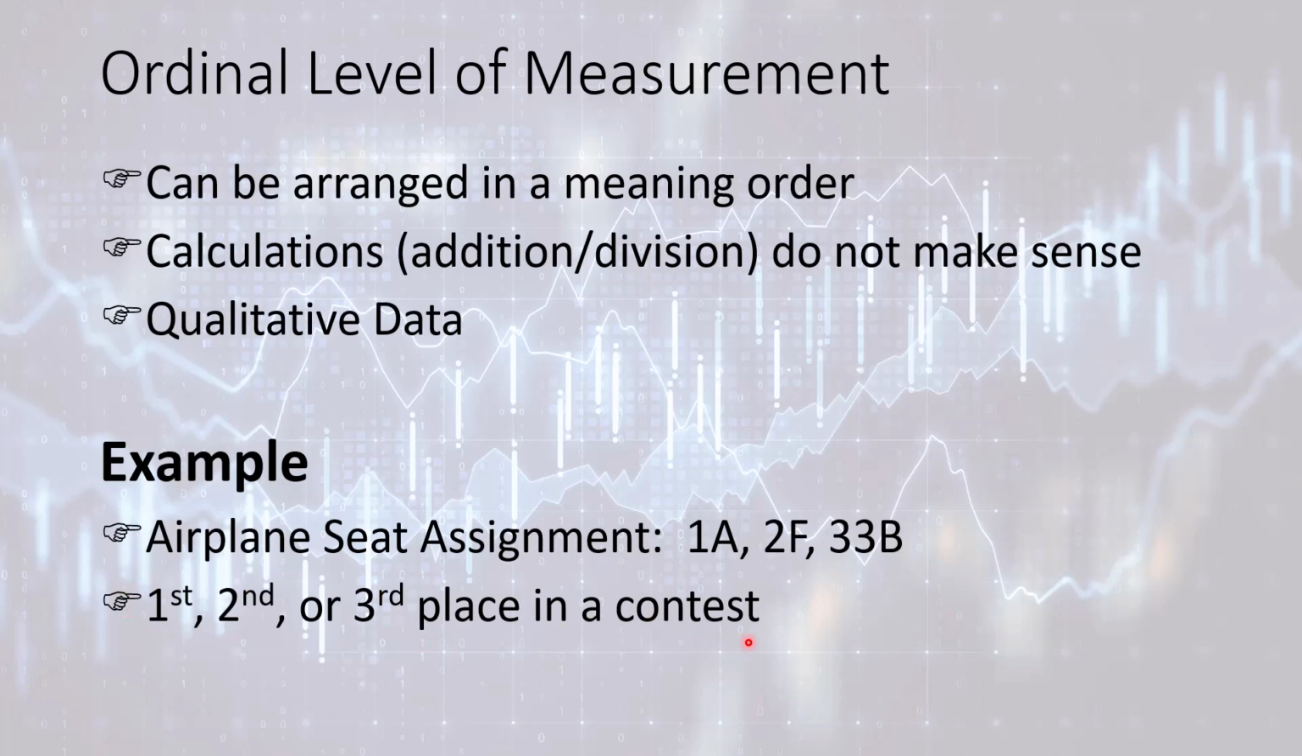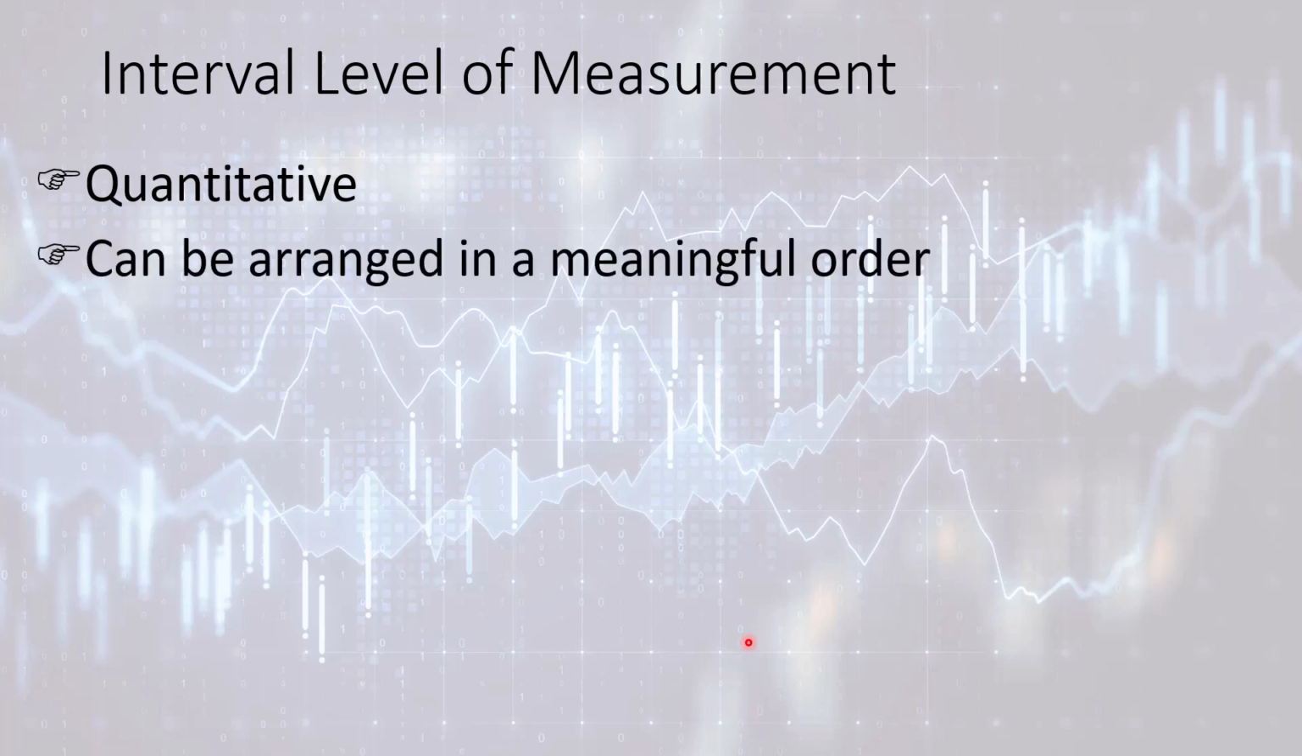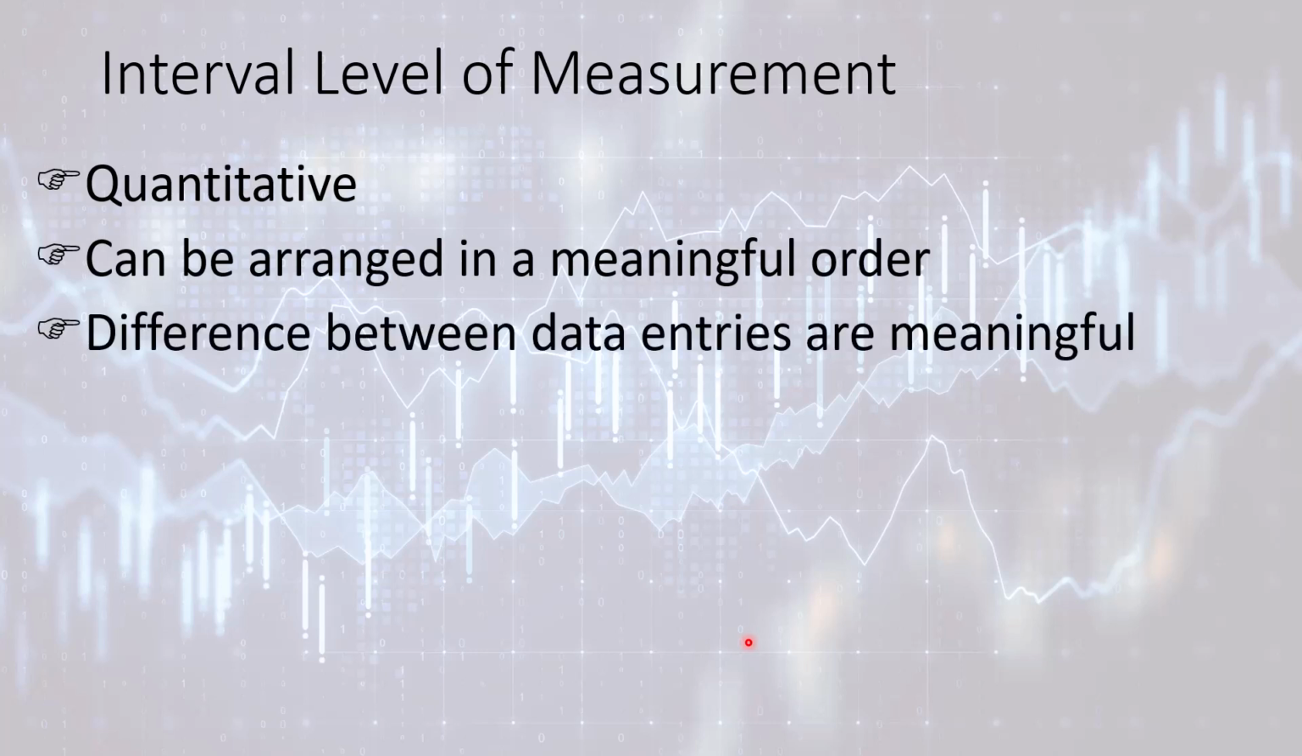Now, if it turns out that addition and subtraction makes sense, then we have what we call an interval level of measurement. This will always be quantitative. Okay? They can be arranged in a meaningful order. However, the differences between the data entries are also meaningful. For example, temperature in Fahrenheit. Clearly, 32 degrees is a lot colder than 80 degrees.